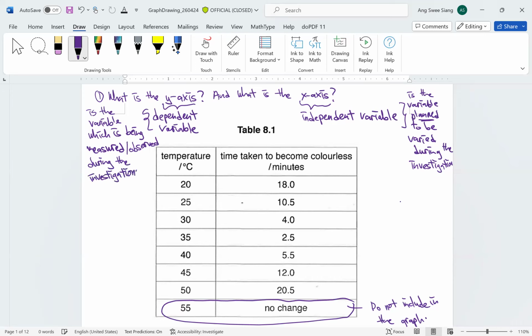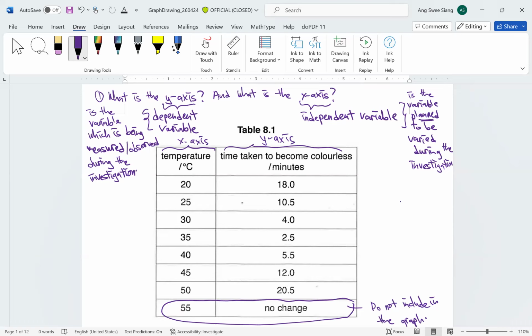So if you remember this, identifying the x-axis and the y-axis is very simple. In this question, the temperature will be the x-axis. Then the time taken to become colorless will be the y-axis. So first step, you need to identify which one is the x-axis and which one is the y-axis.